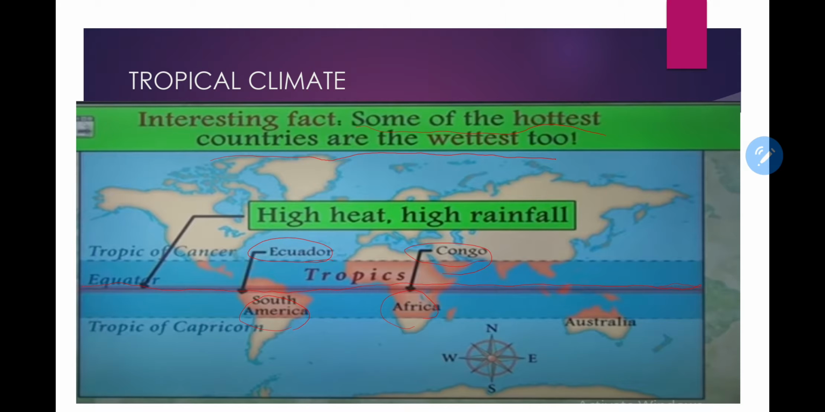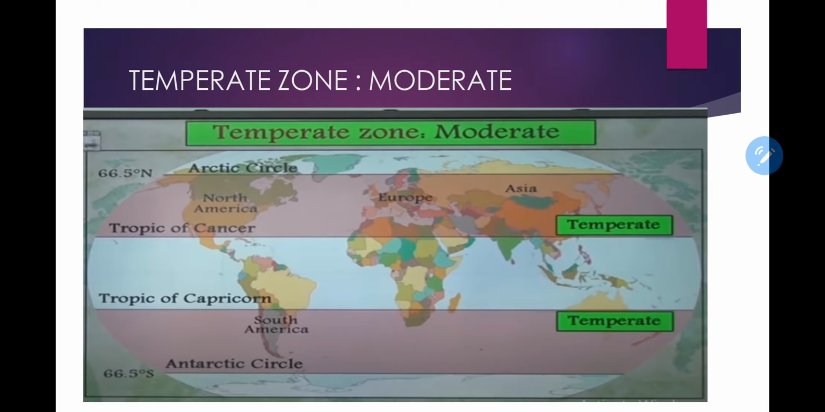Okay. So now let's learn about the temperate zone or moderate zone. So what is this temperate zone and where does it lie? The temperate zone lies from Tropic of Cancer to Arctic Circle in the northern hemisphere and Tropic of Capricorn to Antarctic Circle in the southern hemisphere. So these two areas in the southern and northern hemisphere are called temperate zone, right?